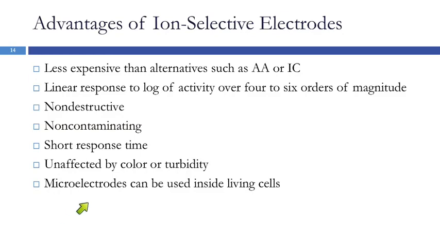Ion-selective electrodes can be made in very small sizes, microelectrodes, and these can be used inside living cells. This was actually my graduate research project. I was trying to make a microelectrode that would be sensitive to glucose. It would be about 10 to 20 micrometers in diameter, and you could actually stick it into individual cells.